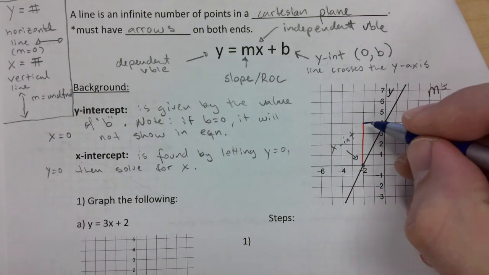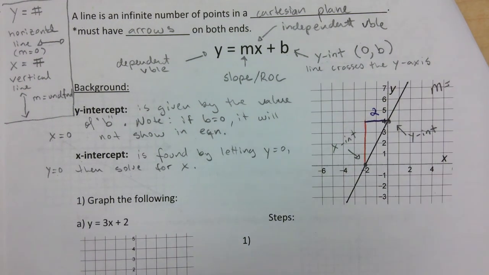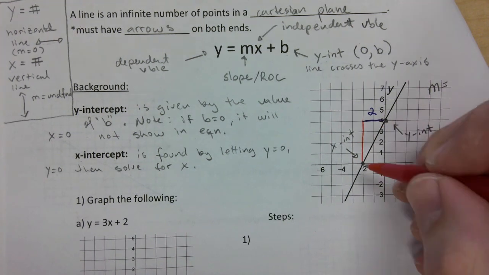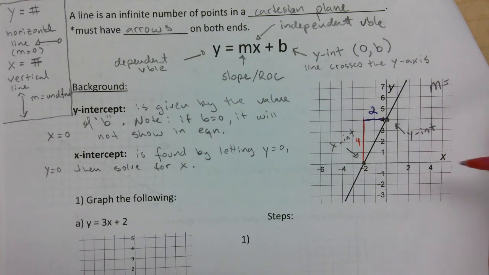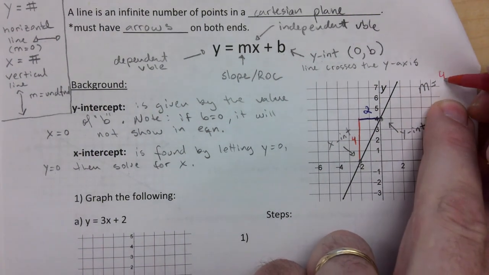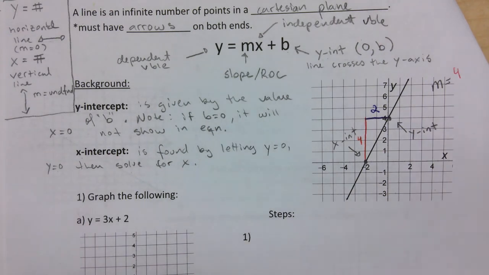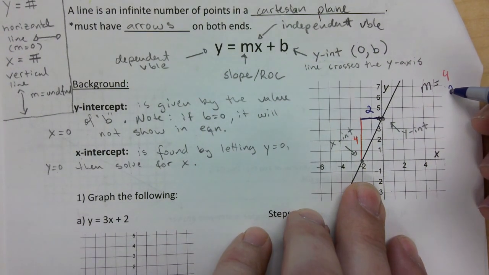So horizontally, it took 2 units, and vertically, it took 4 units. So you always have to watch out for the scale that's on here, okay? So the slope would be 4, right, rise over run.